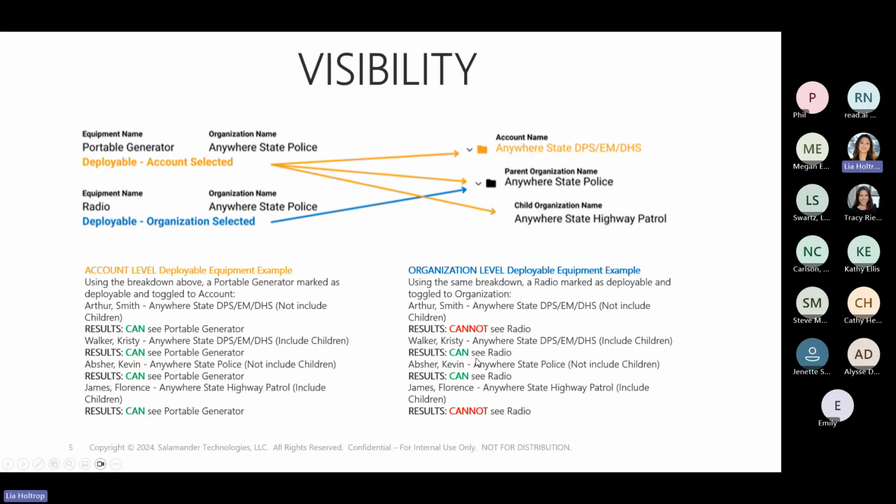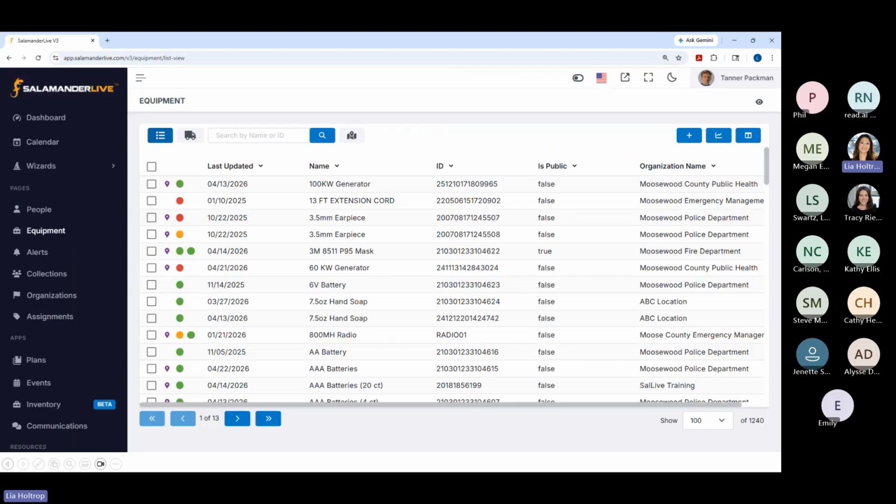The other two, Christy and Kevin, are set at an organization where they have access to Anywhere State Police. That's why they're able to see that radio within that deployable equipment list. So hopefully this visual gives you a better understanding of how access works when it comes to deployable account versus deployable organization. So I'm going to take us into SalamanderLive and let's take a look at the account itself.